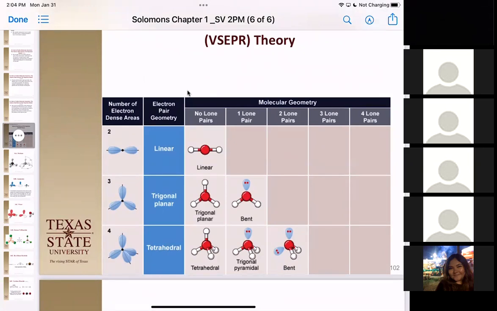sp is 2 sigma bonds. It has 2 electronic zones. So that means our linear molecules are going to have sp hybridization. So right in there, sp, right? We have 2 opportunities for our sigma bonds, okay? So we have 2 electronic zones.